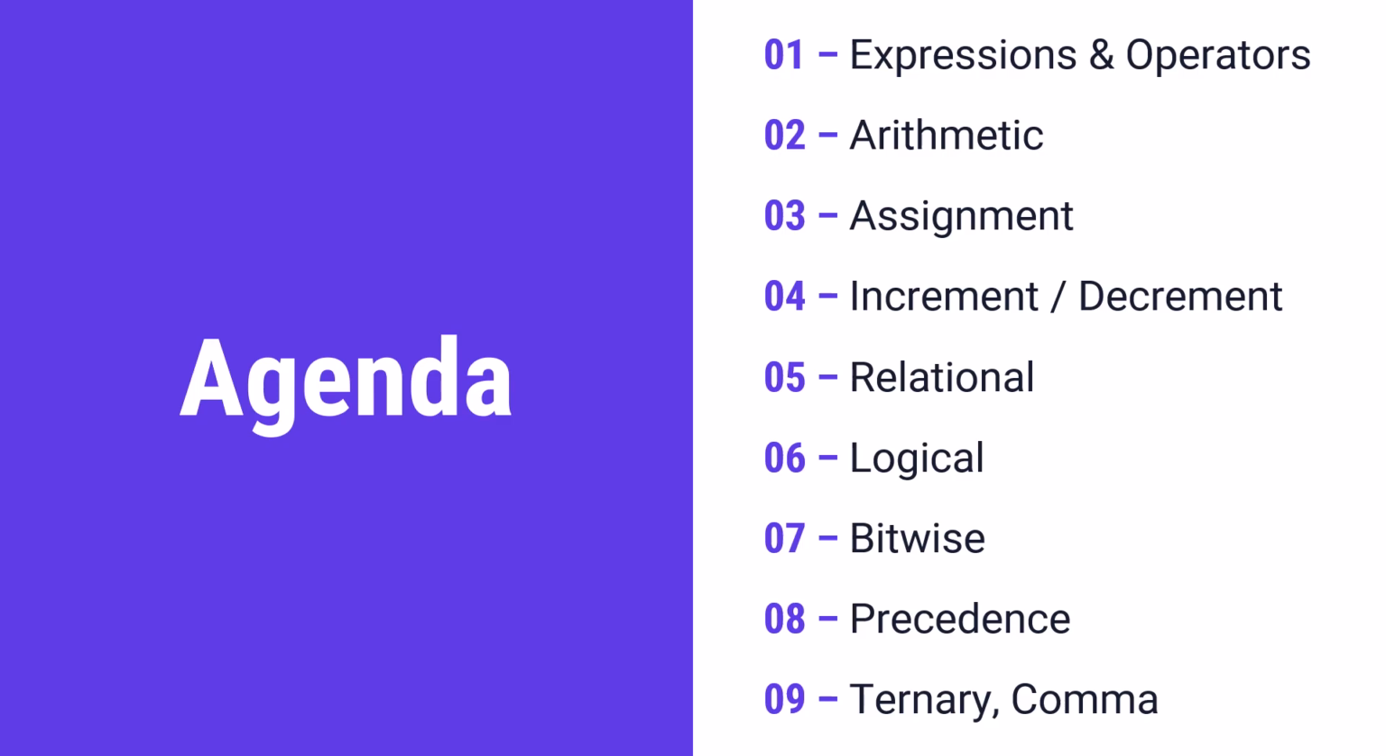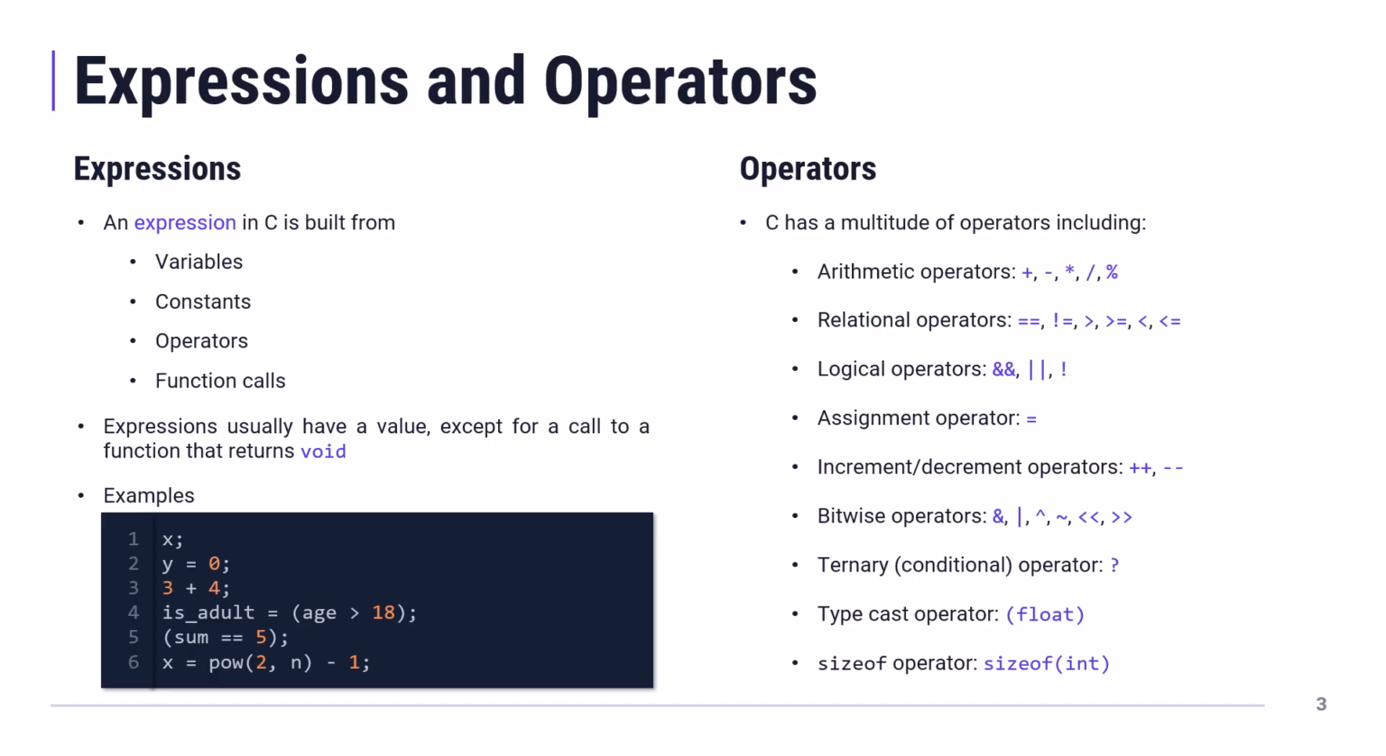and comma operators. So expressions in C are built from variables, constants, operators, and function calls. So basically an equation that can be made up of any combination of variables and constants, function calls, and then of course operators. So examples here, line 1 is an expression. It does nothing, but it is an expression. It evaluates to the value of x.